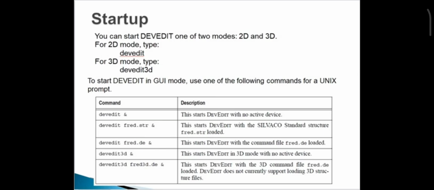To start DevEdit in graphical user interface mode, use one of the following commands at a Unix prompt: devedit, and this starts DevEdit with no active device. devedit fred.str, and this starts DevEdit with the Silvaco standard structure fred.str loaded. devedit fred.de, and this starts DevEdit with the command file fred.de loaded. devedit 3d, and this starts DevEdit in 3D mode with no active device. devedit 3d fred3d.de, and this starts DevEdit with a 3D command file.